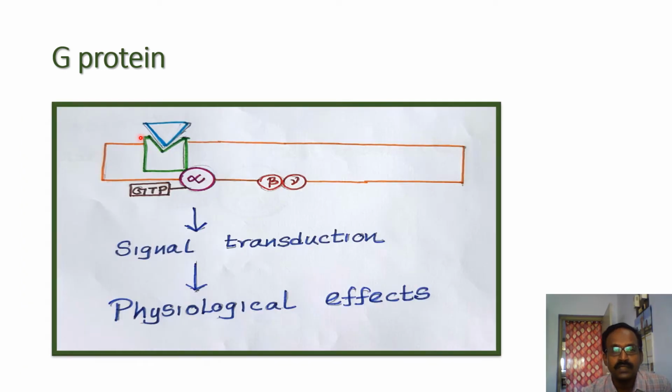So in this diagram, when the hormone is attached with the receptor, the alpha subunit is separated from the beta and gamma subunits. The beta and gamma are united. The alpha is separated from the beta and gamma. It produces the signal transduction, signal amplification. It produces the physiological effects.